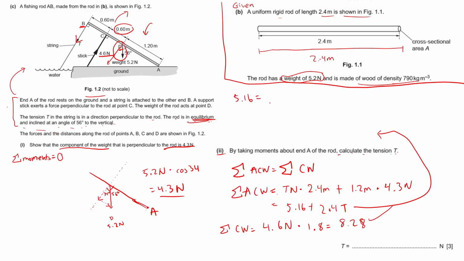And then you have a one variable equation that you can solve for. 5.16 plus 2.4 T is equal to 8.28. And you subtract this, you get 2.4 T is equal to 3.12, and then divide by 2.4, and then you should get T is equal to 1.3, I believe. Yep.